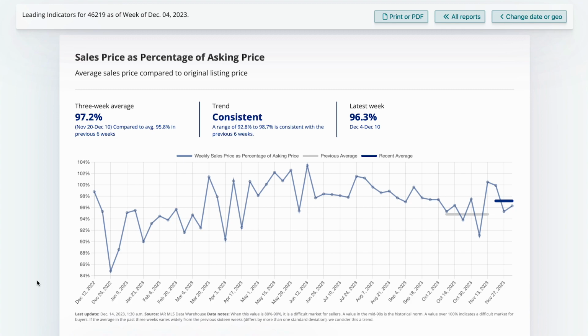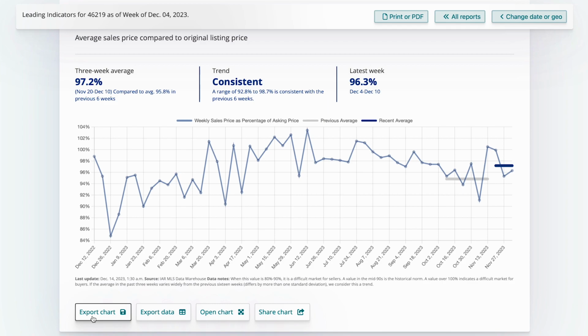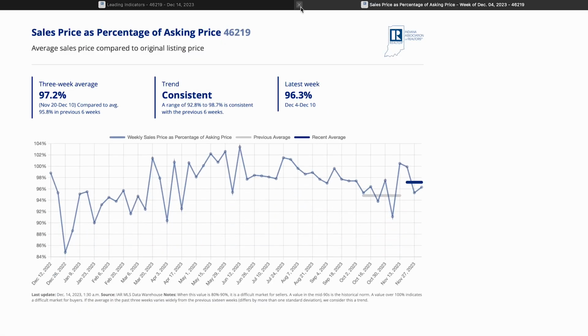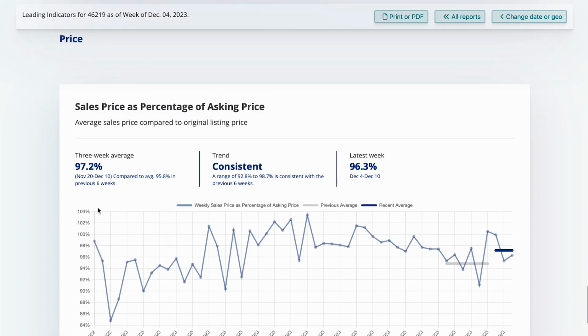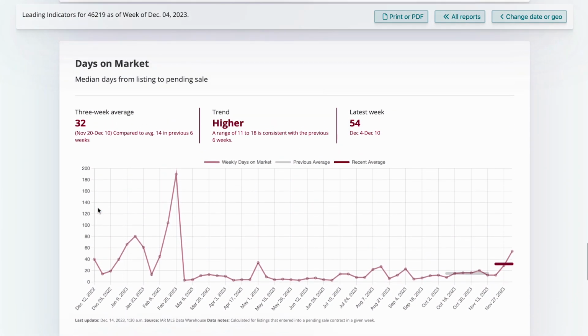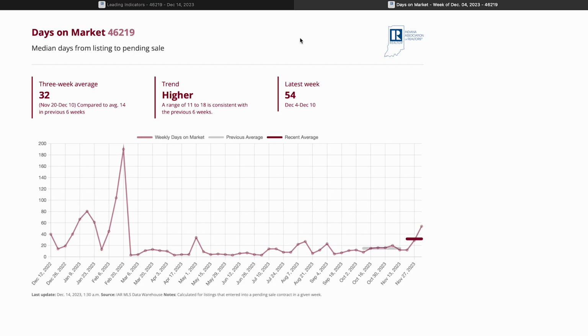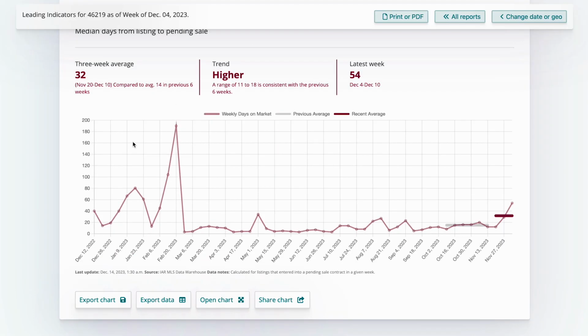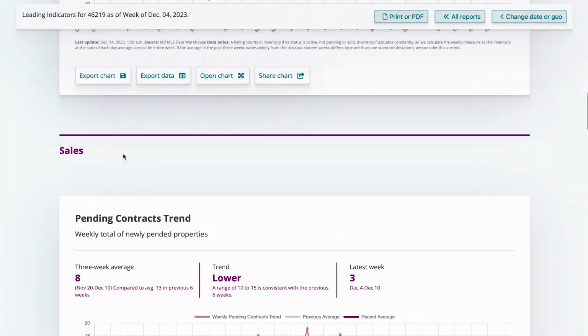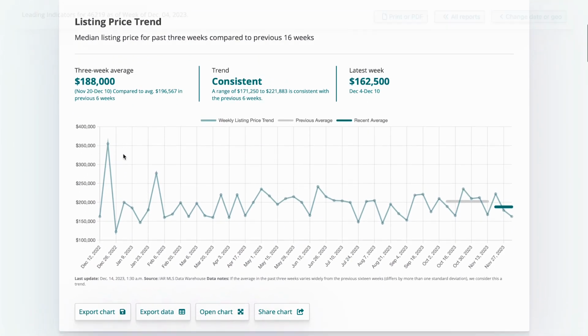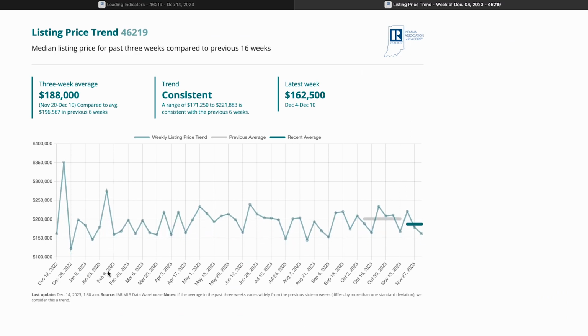I want to include a few of these charts in a PowerPoint presentation. So I'm going to export them as an image. So I click that export chart button. I'll do sales price as a percent of asking price. I want to do days on market, so they have a frame of reference for the selling time we're looking at in this market. I want to include listing price trends. Even though the average listing price is way different than what their particular home in their particular neighborhood will sell for, it's still interesting to see the trends in that zip code.